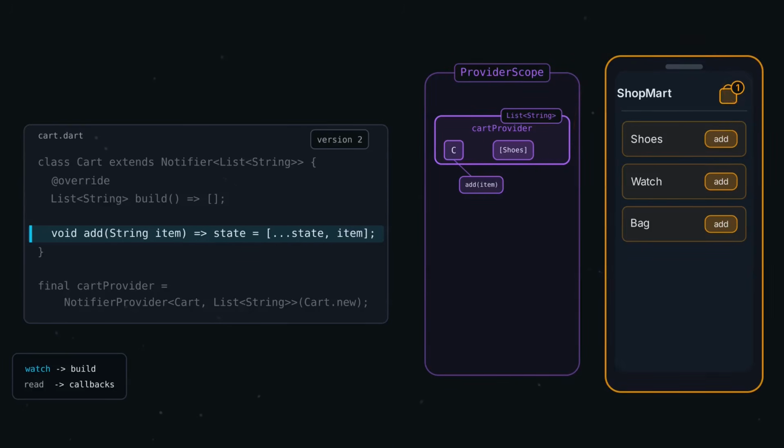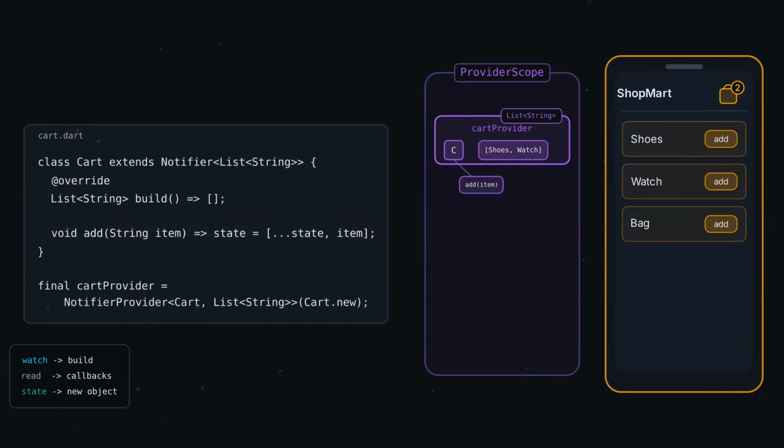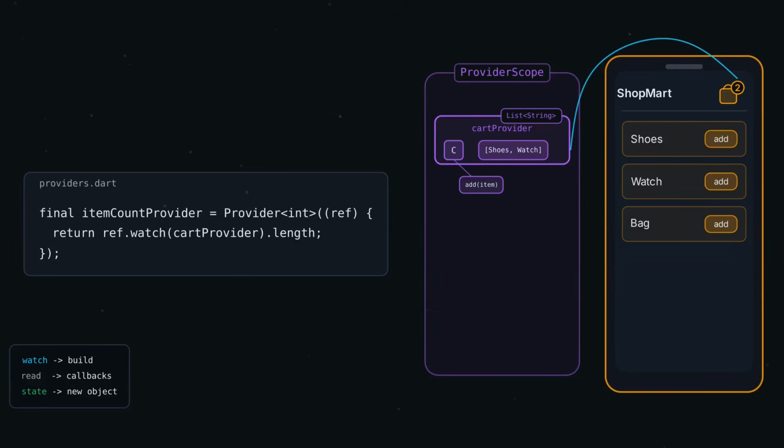Now the right version. New list, assigned to state. And the badge follows every single tap. Burn this in. New object, assigned to state. Never mutate. The cart icon does not need the list. It needs a number. You could make every widget compute the length itself, or you can say something better. The count is its own piece of state, computed from the cart.